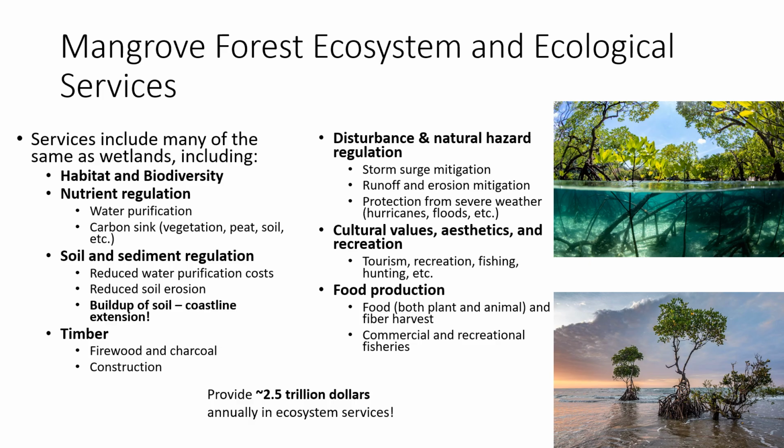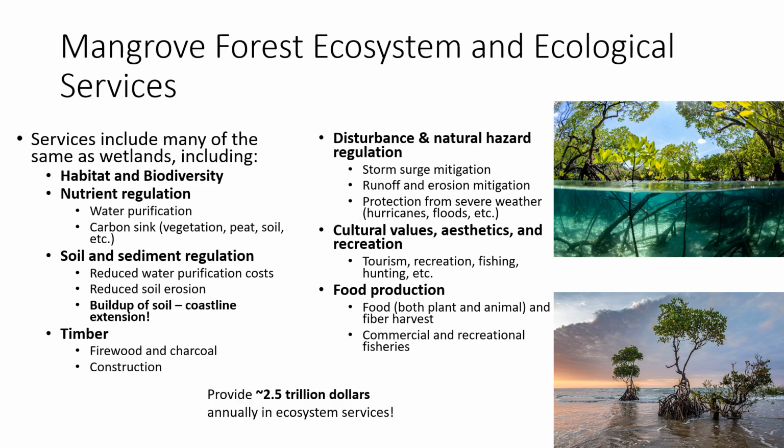Soil and sediment regulation. They are actually one of those few things along the coast that can build up soil and build up the coast. They hold all of that sediment together with their roots and prevent it from eroding away via the wave action of the ocean. So they're one of those few things, along with coral reefs, seagrass meadows, and coastal wetlands, that can build up and extend the shoreline rather than have it erode away. Timber, including firewood and charcoal, or for construction, but you can see the way that these trees don't grow very straight. They're not great for construction.